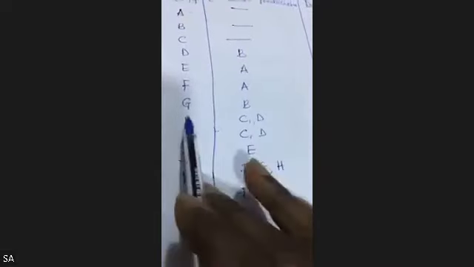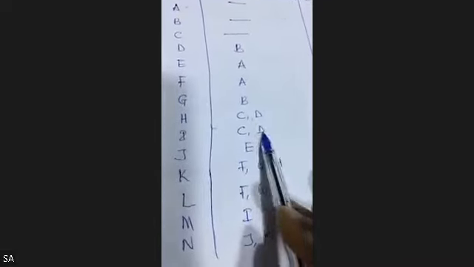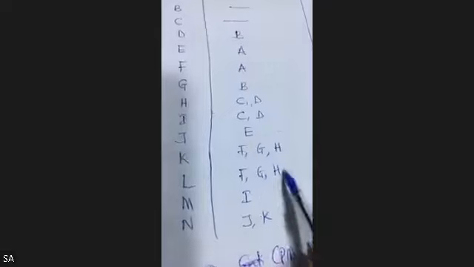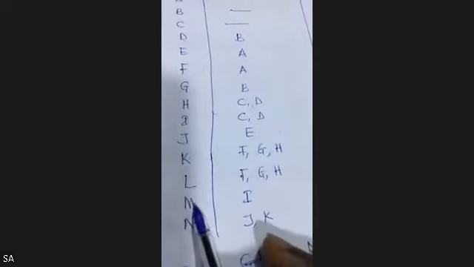This means that C and D are the predecessors of H. C and D must happen before H. C and D must happen before I. Then E has to happen before J. Then F, G, H have to happen before K. F, G, H have to happen before L. Then I has to happen before M. Then J and K have to happen before N.